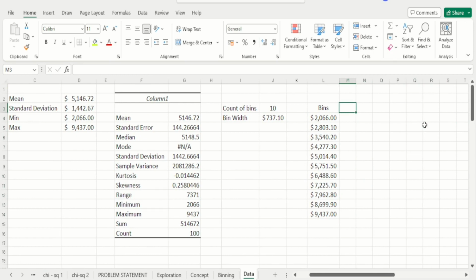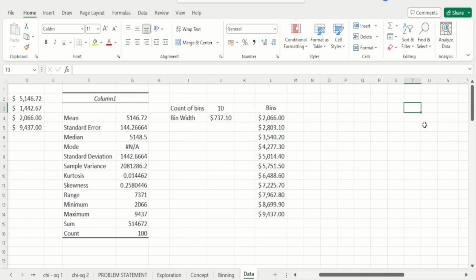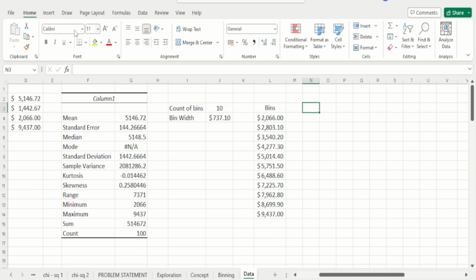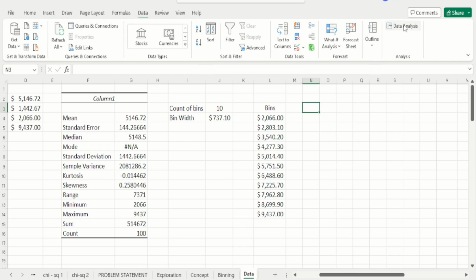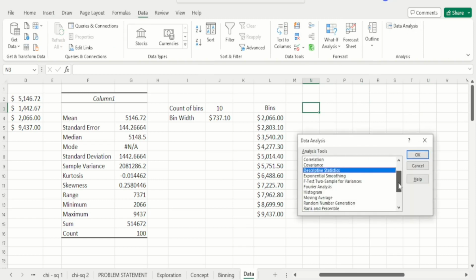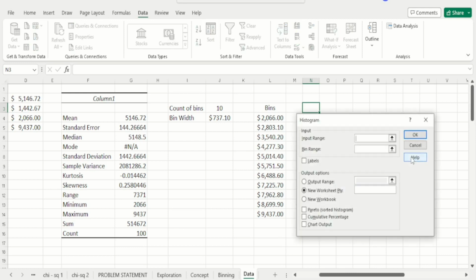Now that we have the bins, what do we need to do next? The next step is to compute the number of occurrences for each bin. An easy way of doing that is to use the Data Analysis Pack within Excel. So let's go ahead and use that. Within the Data tab, you have the Data Analysis Pack. You go there and scroll, and you will see an option for the histogram. You can click on that histogram option.